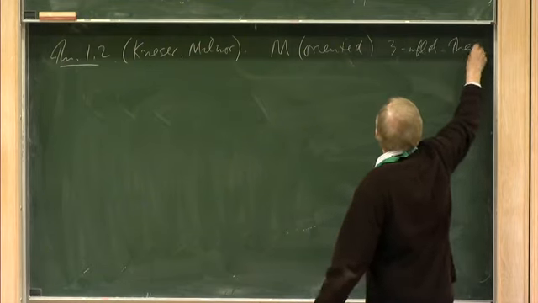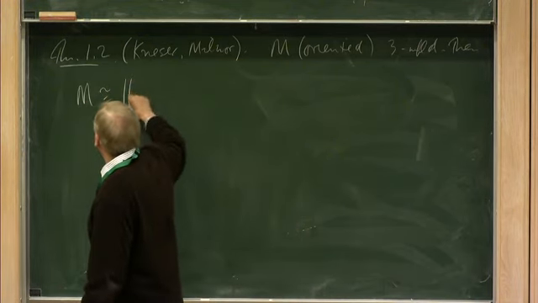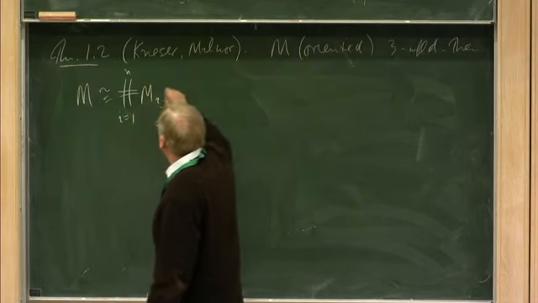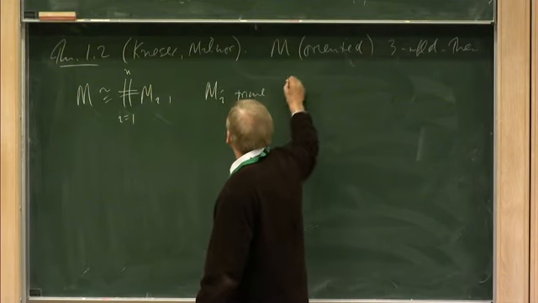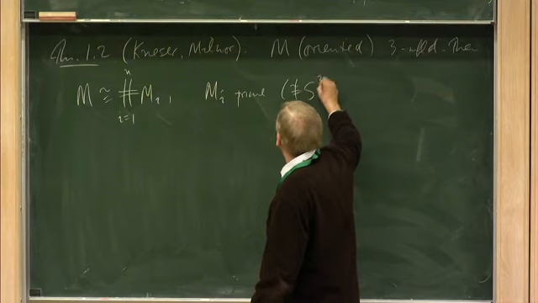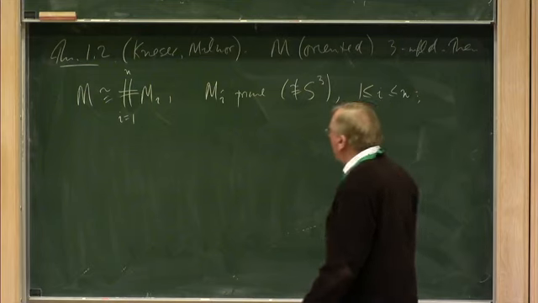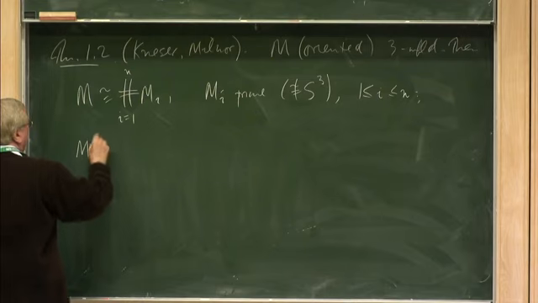Okay, then the theorem says that M is actually a connected sum of prime manifolds. So these guys M_i are prime and not S^3. And if you do that, then these M_i are unique.